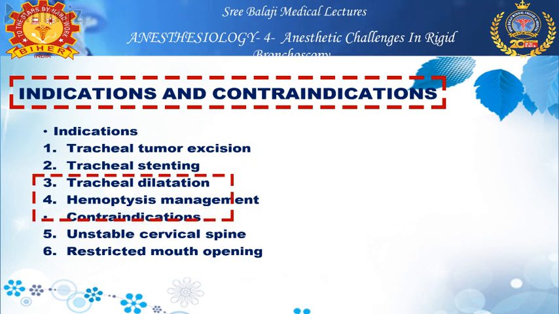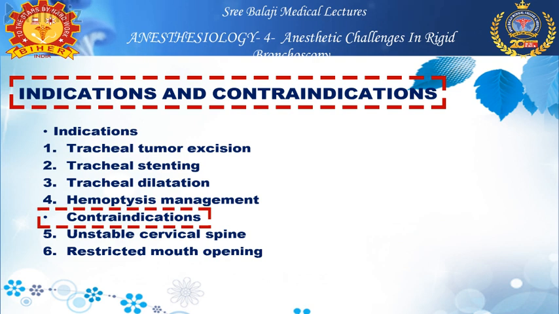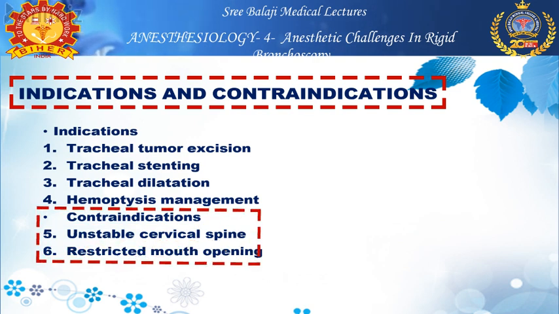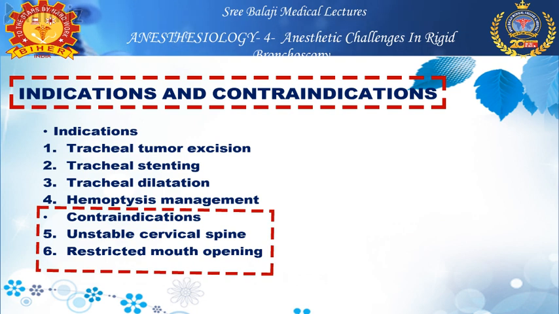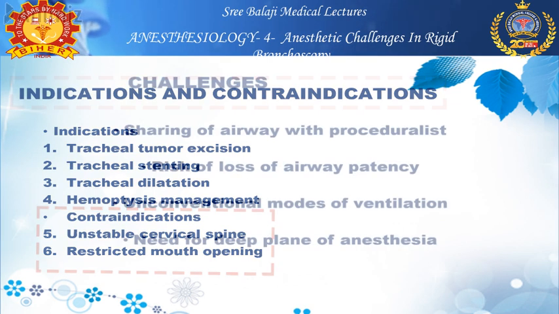There are 2 very important contraindications for the usage of rigid bronchoscopy. The first one is unstable cervical spine and the second one is restricted mouth opening. See, when you are doing a rigid bronchoscopy, you need to extend the patient's neck so as to adequately visualize the bronchus. In patients with unstable cervical spine, this manipulation of the neck might lead to quadriparesis. And the rigid bronchoscope is a rigid metal tube. So for its entry into the mouth, we need an adequate mouth opening. So it can never be done in a patient with restricted mouth opening.